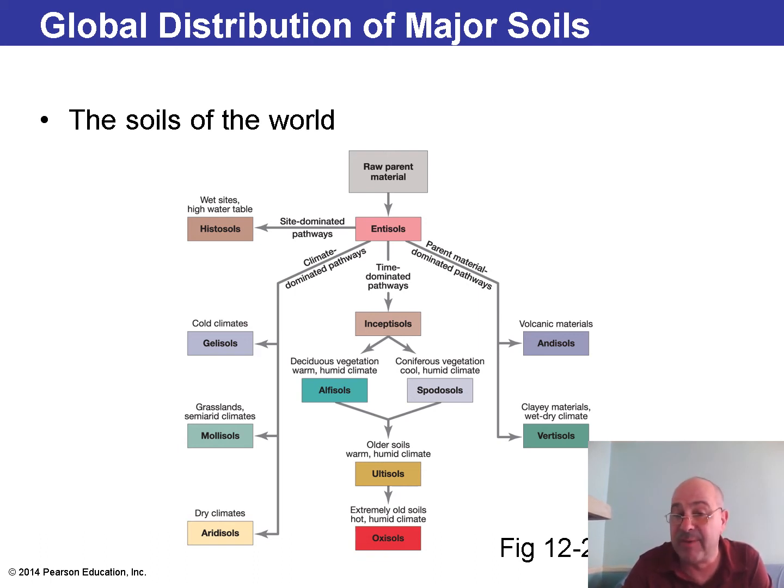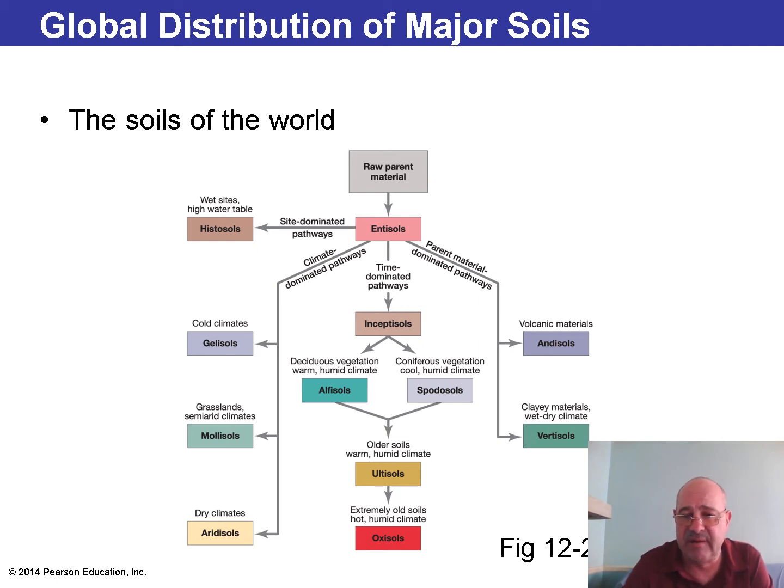Again, paleogenic, remember, is the making of soils, paleogenesis. So entosoils, not a lot of development. We have our entosoils, and off to the side there, wet sites with a high water table, you have histosols. But we're going to go with entosoils. Some of the ones you should know: if it's cool climates, look off to the left, they're gelisols. Grasslands, western Oklahoma, mollisols.